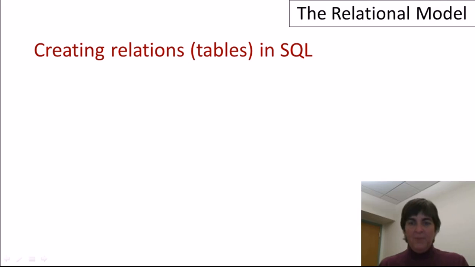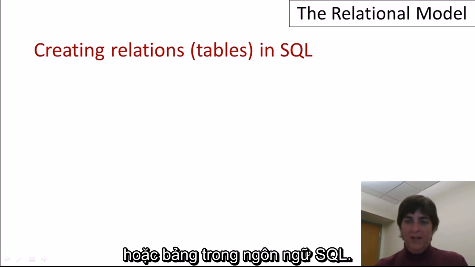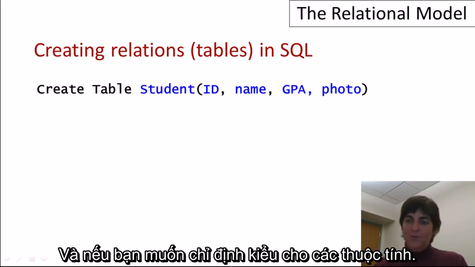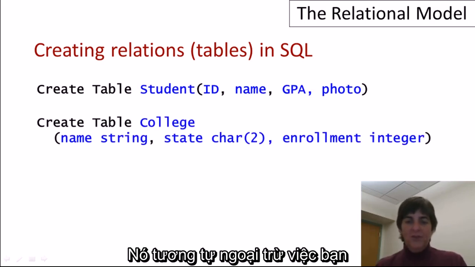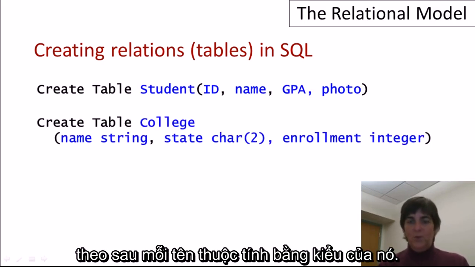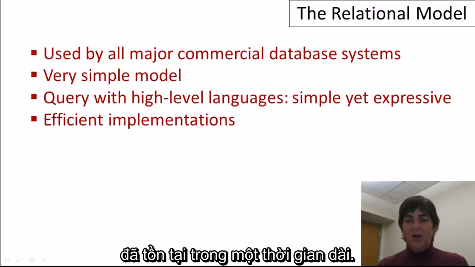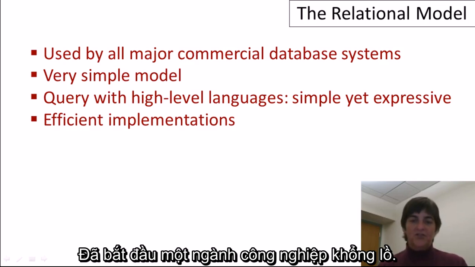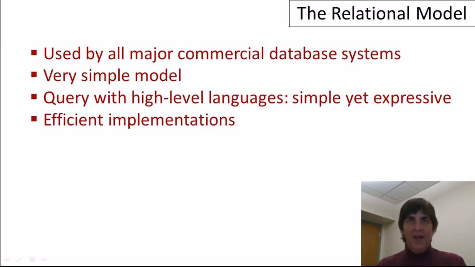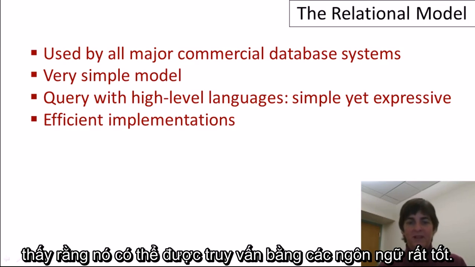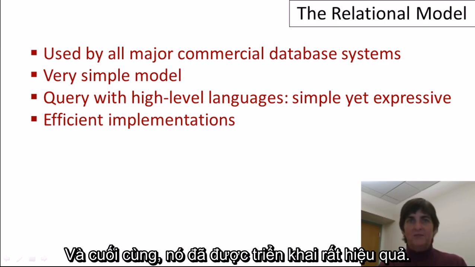Okay, just to wrap up, I'll mention how one creates relations or tables in the SQL language. It's very simple. You just say create table, give the name of the relation and a list of the attributes. And if you want to give types for the attributes, it's similar except you follow each attribute name with its type. So to wrap up, the relational model has been around a long time, has started a huge industry. It's used by all database systems. As you've seen, it's a very simple model, and we'll shortly see that it can be queried with very nice languages, and finally, it's been implemented very efficiently.